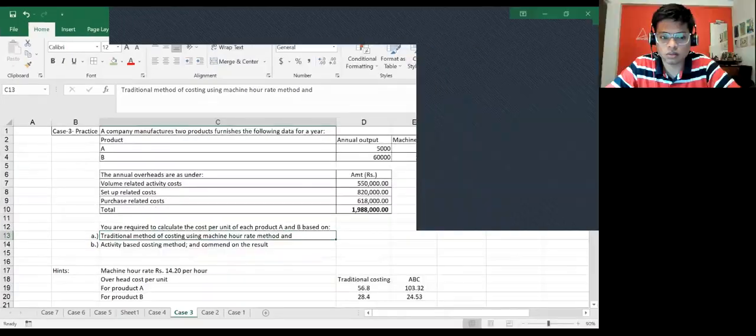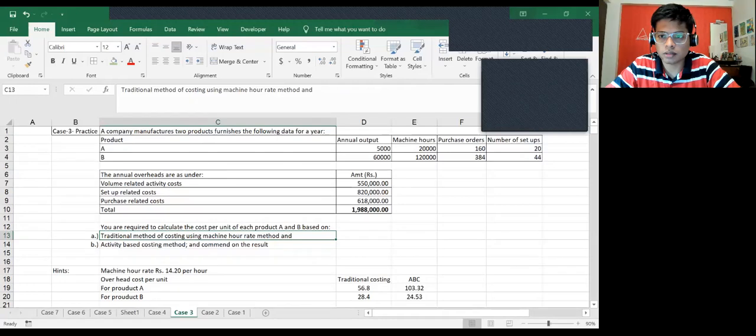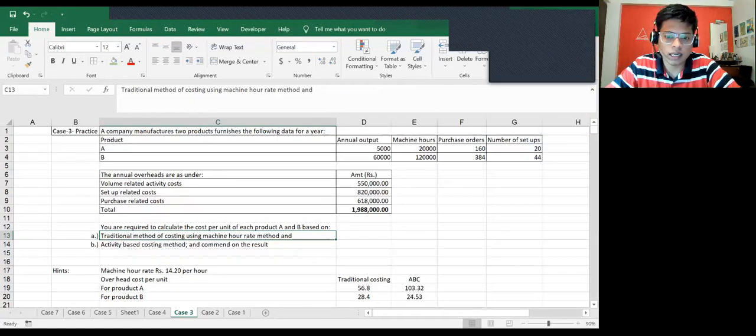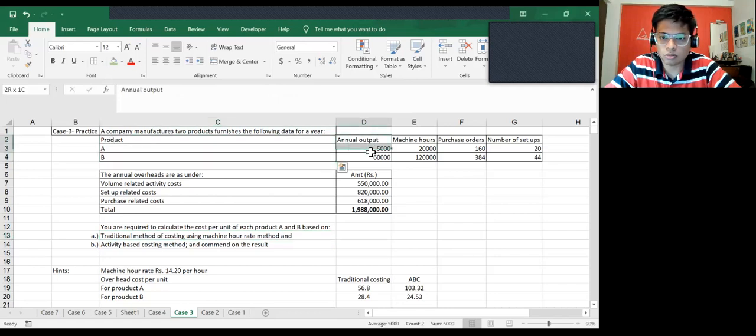Okay, so even though this question was discussed in class, I still want to do it again because it's an important question, and I also want to show how I would approach it. So, going through the question quickly, it gives me two products A and B, annual output, machine hours, purchase orders, and number of setups.